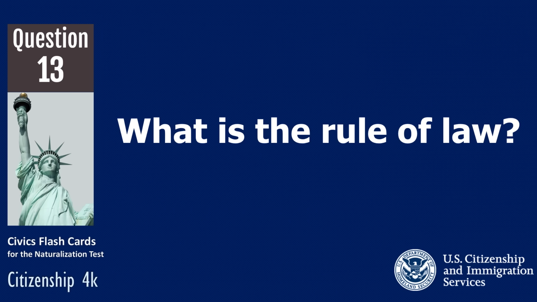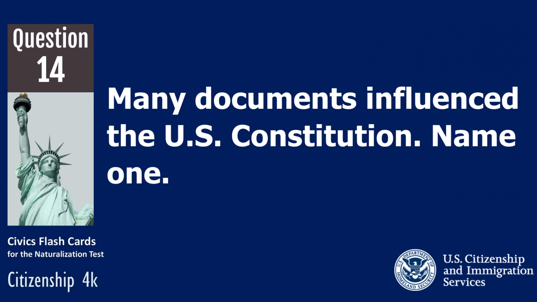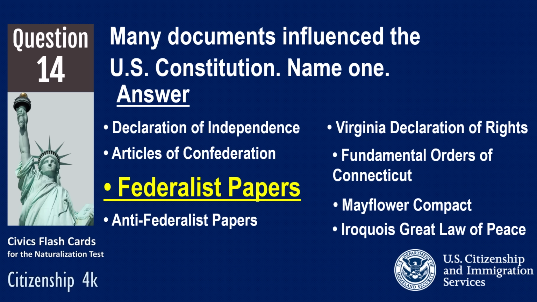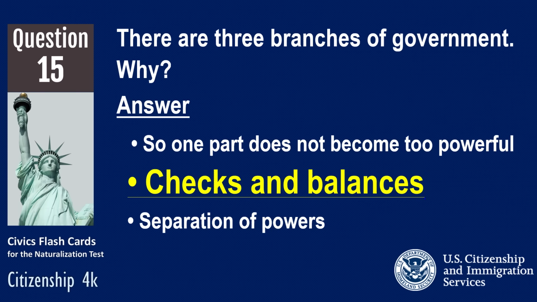What is the rule of law? Everyone must follow the law. Many documents influenced the U.S. Constitution. Name one. Federalist Papers. There are 3 branches of government. Why? Checks and balances.